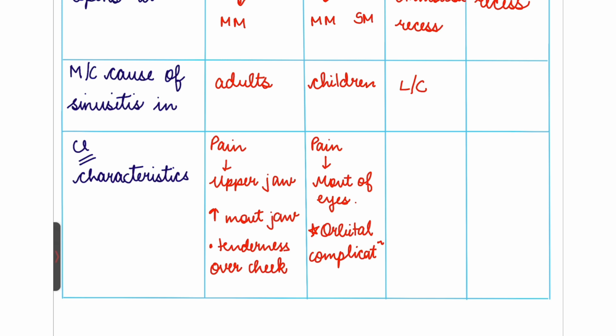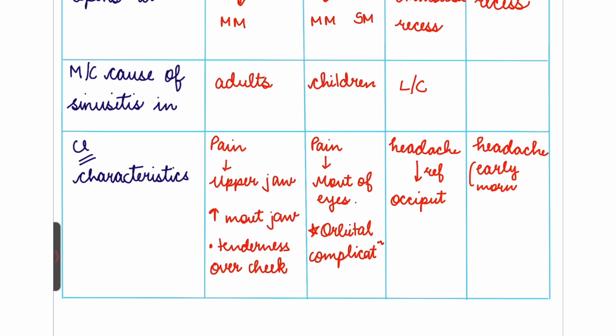In sphenoid sinusitis, the patient will present with a headache, which is referred to the occiput. And in frontal sinusitis also, the patient will present with a headache. But here, the headache will be an early morning headache or office headache. It is also known as periodic headache.